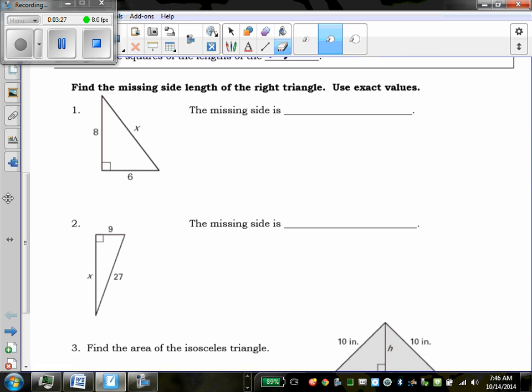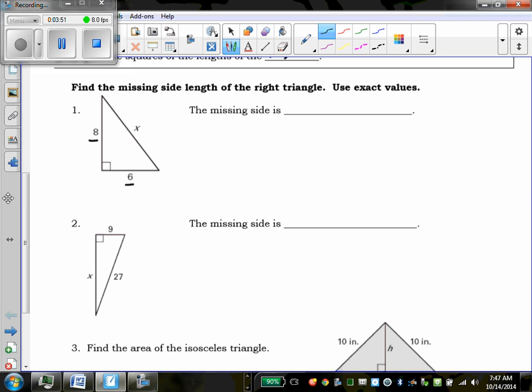All right, so first problem, we're going to find the missing side of the right triangle. We need to use exact values here. So we're actually going to be approximating when we get to the answers, but that's okay. We'll talk about that when we get there. So we have this triangle. We know that this side here is 6. We know this side here is 8. We don't know the side labeled x.